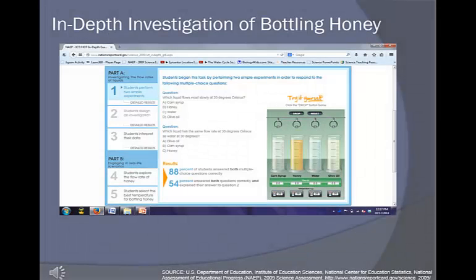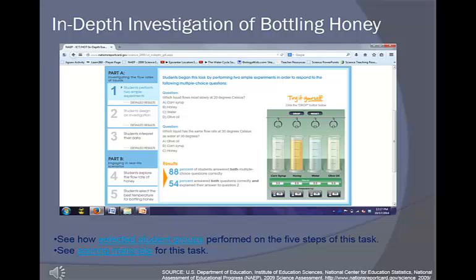The Nation's Report Card website states that students demonstrate the ability to design experiments and gather appropriate data, but had more difficulty when required to explain their findings. I have attached 2 links below that will take you to see how selected student groups performed on the bottling honey test, and to see the scoring materials for it as well.